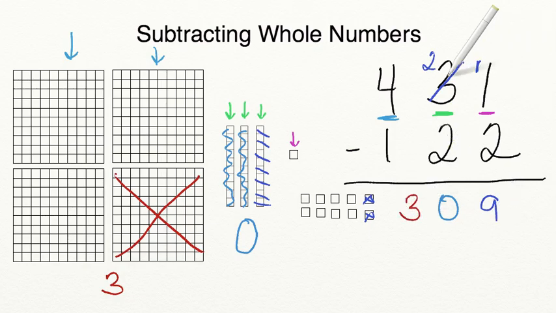So as you can see, 431 minus 122 has a value of 309. And that left us with 3 hundreds blocks, 0 tens, and 9 ones. Let's go ahead and walk through a couple practice problems together.